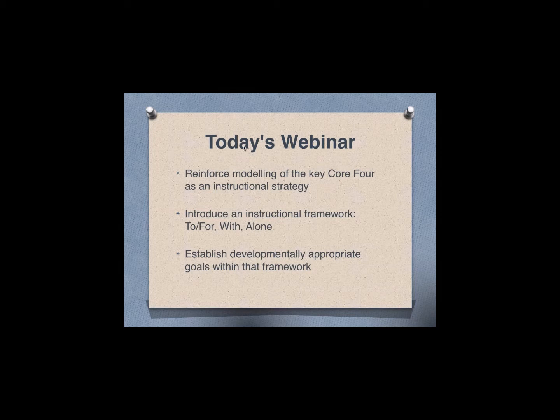So what we'll be doing today is reinforcing the instructional strategy that we've been focused on in the series so far, which is aided language input, where we are all modeling a use of communication systems that our folks with Angelman can access. And on top of that, to help you think about goals and to help you think about the strategies that we're using, we'll be talking about a framework that we can think of as two with alone, and I'll get more into that in a minute, and we'll talk about how to establish developmentally appropriate goals within that framework.